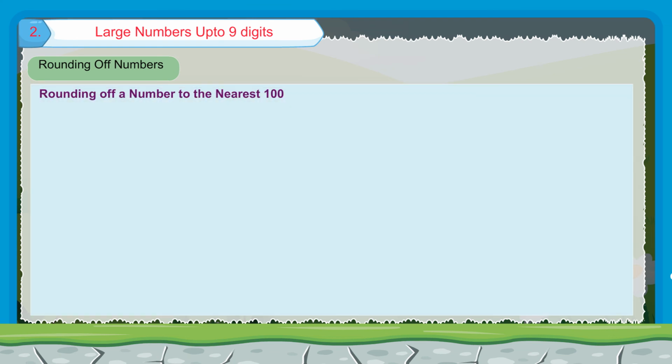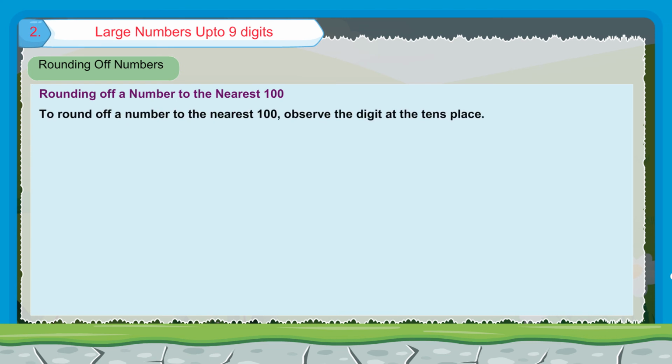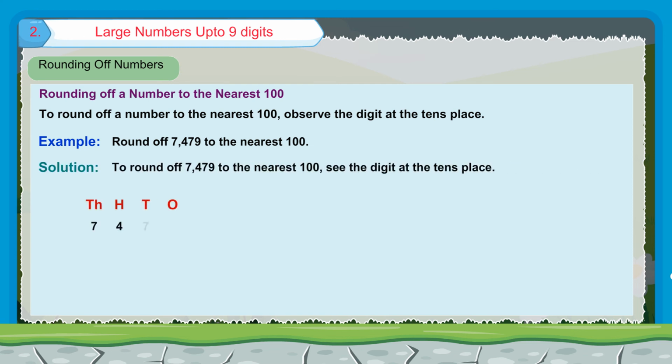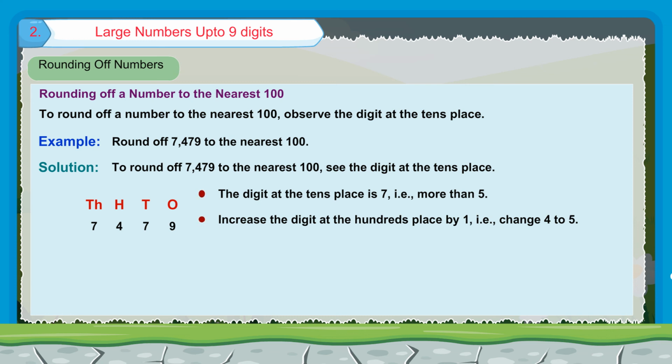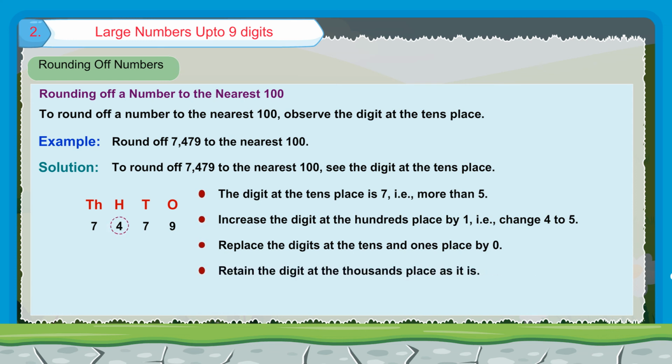Rounding off a number to the nearest 100. To round off a number to the nearest 100, observe the digit at the tens place. Example, round off 7479 to the nearest 100. Solution, see the digit at the tens place. The digit at the tens place is 7, that is more than 5. Increase the digit at the hundreds place by 1, that is change 4 to 5. Replace the digits at the tens place and ones place by 0. Retain the digit at the thousands place as it is. Therefore, 7479 rounded off to the nearest 100 is 7500.